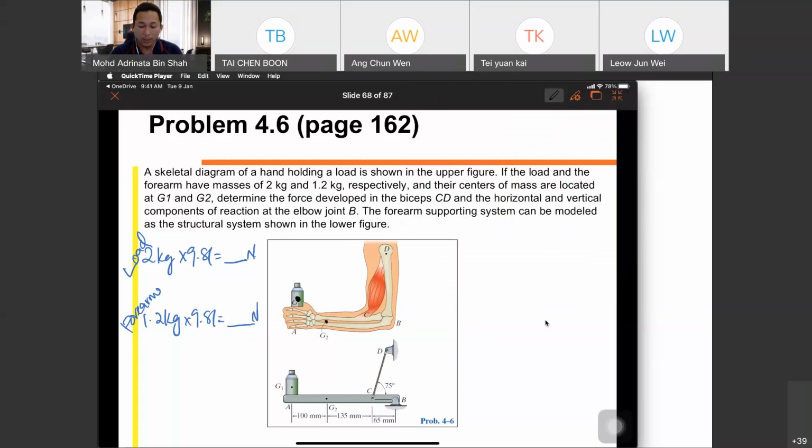So G1 is 2 times 9.81 equals 19.62 Newton. 1.2 times 9.81 equals 11.77 Newton. So this is 19.62 Newton, and this is 11.77 Newton. Determine the force developed in the bicep CD. Okay, we have CD.